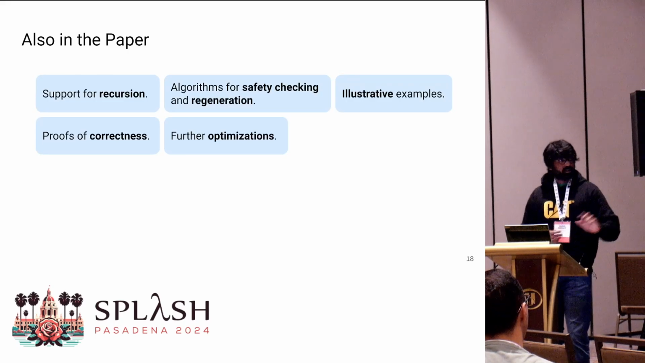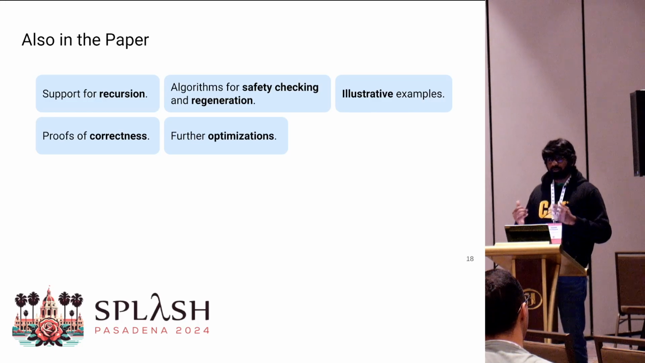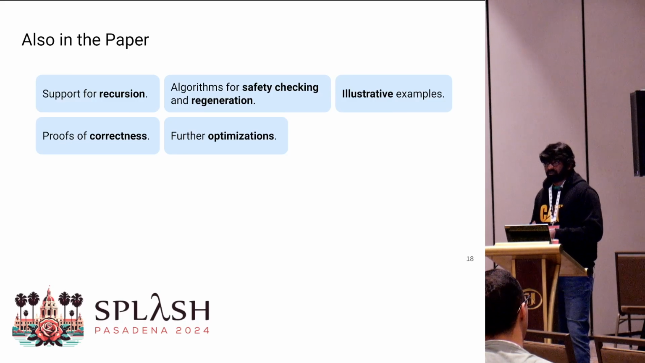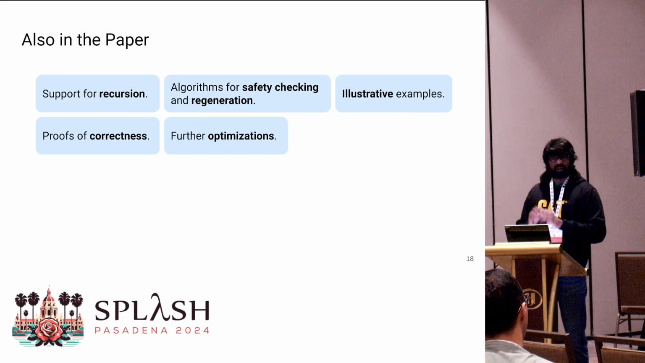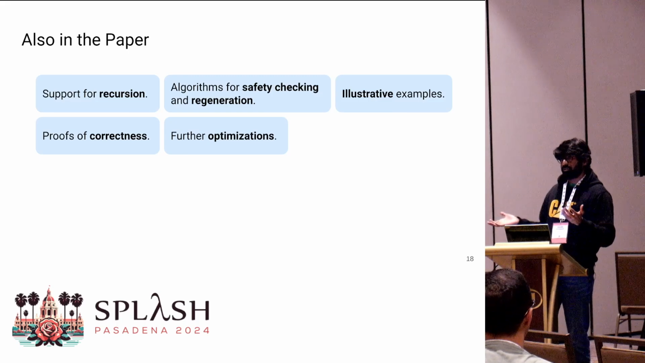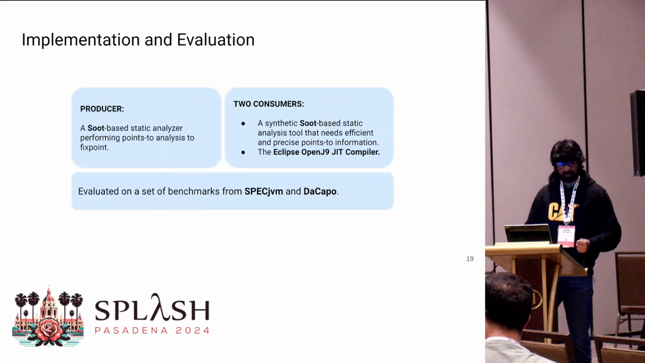Also in the paper, you'll find a detailed discussion on the support for recursion. We also offer detailed algorithms for checking the safety and regeneration. They're supplemented by pretty easy to follow along examples if you'd like to take a look at it. We also provide proofs of correctness, and we also discuss a subset of very simple optimizations that you can do to further increase the efficiency of encoding.